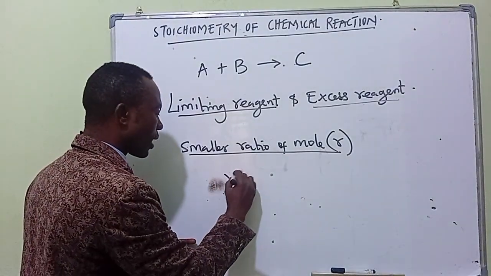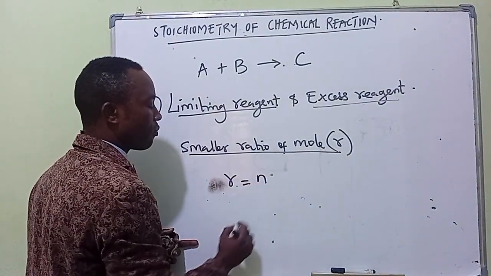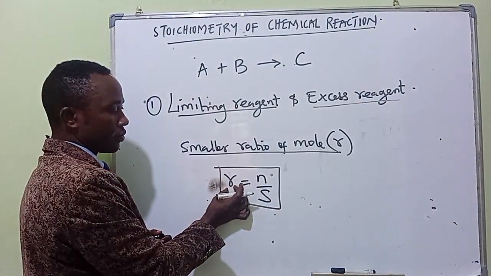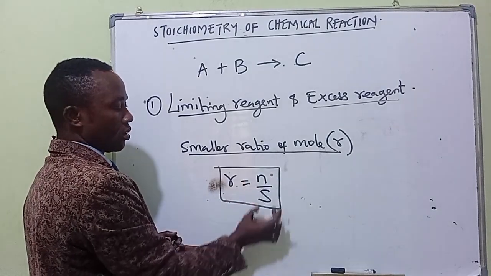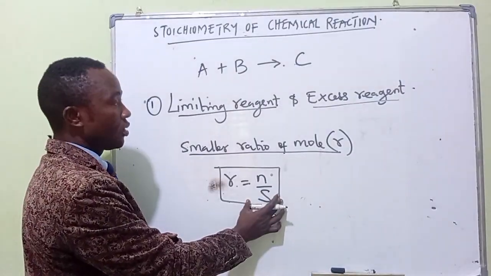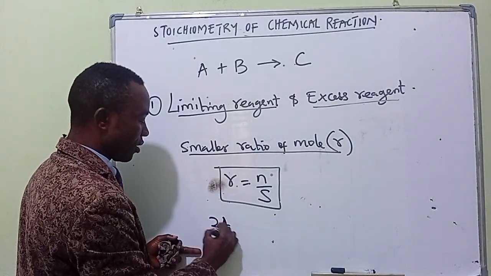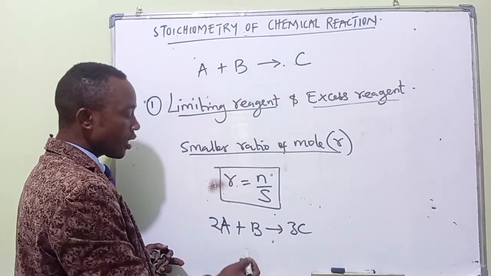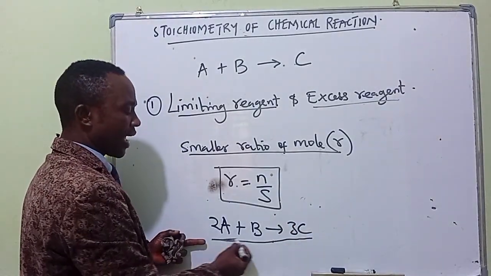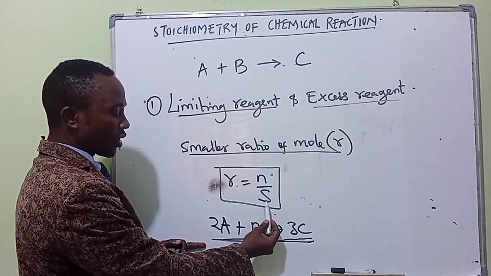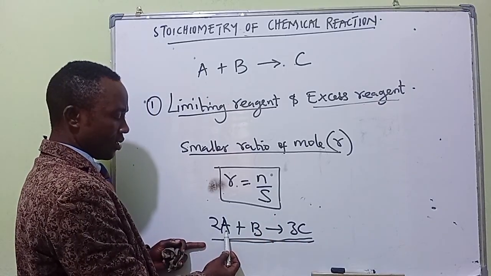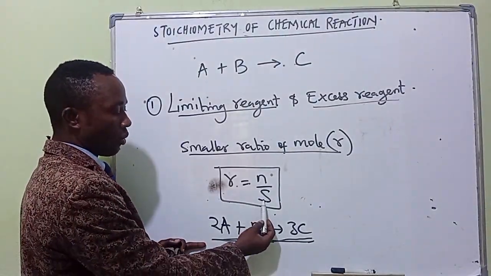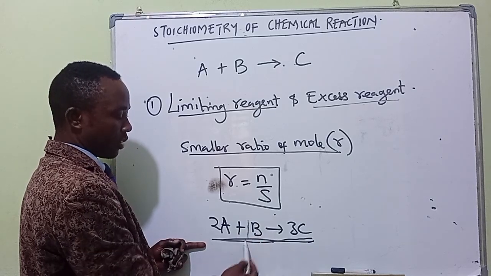Now, the ratio of mole R is given by number of moles divided by stoichiometric number of moles. Ratio of mole is equal to number of moles divided by stoichiometric number of moles. Now, if the reaction is 2A + B gives 3C, for example, and this is the balanced chemical equation for the reaction, the stoichiometric number of moles for A will be 2. That is the number at the front. The stoichiometric number of moles for B will be what? 1, according to this balanced equation.